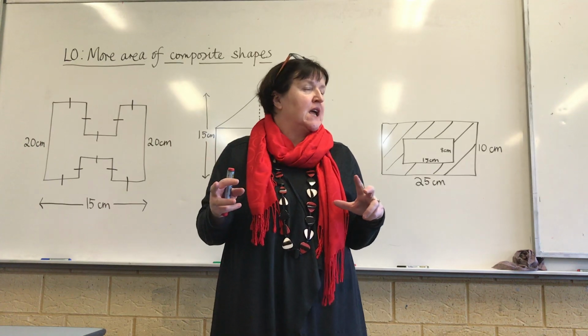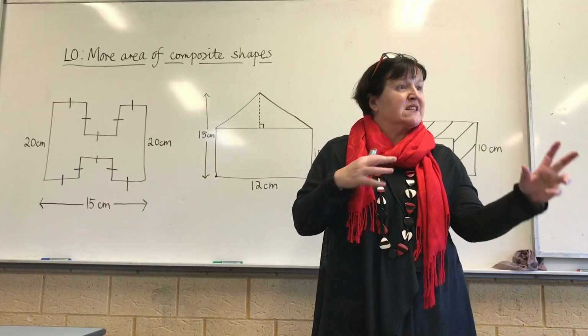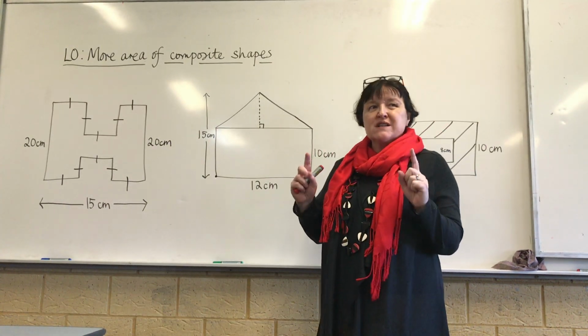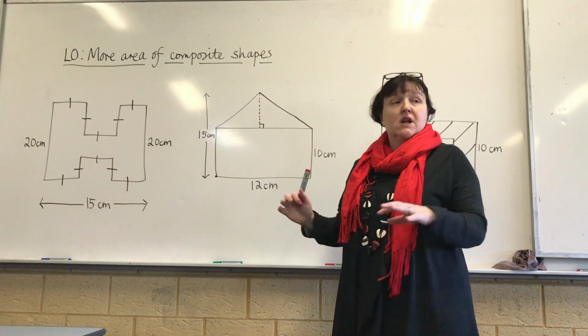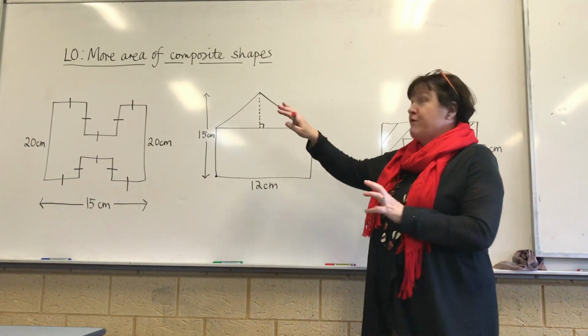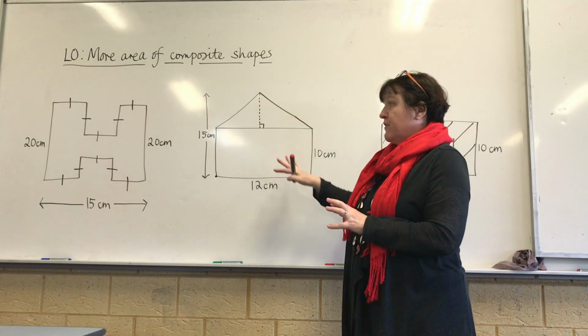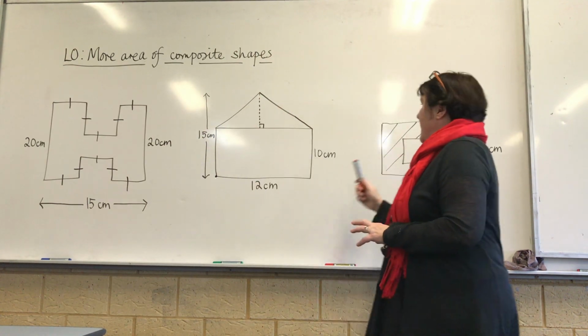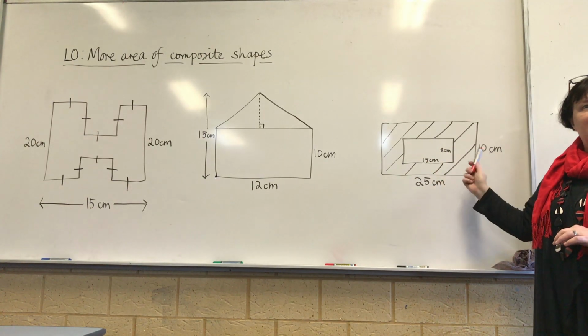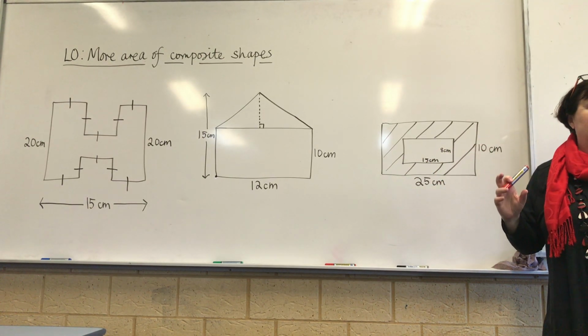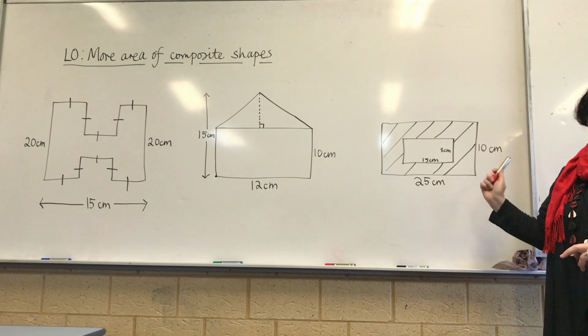So, composite shapes. We've looked at the simple ones with rectangles and squares, and today we're going to look at a bit more complicated one with a rectangle and a triangle. But we know how to do it, because if you can find the area of the triangle, you can find the area of the whole thing. And then this one here, where we're actually finding the area of a part of the rectangle that's shaded, okay?